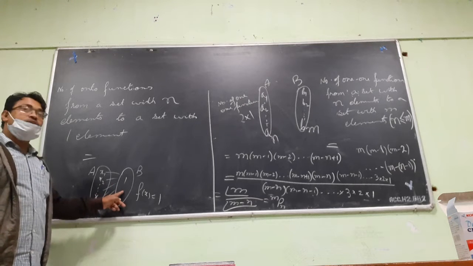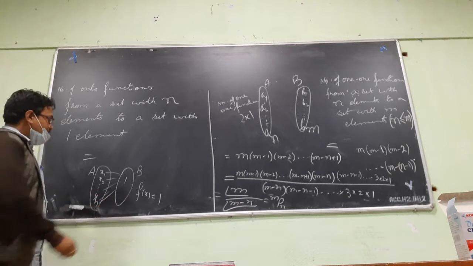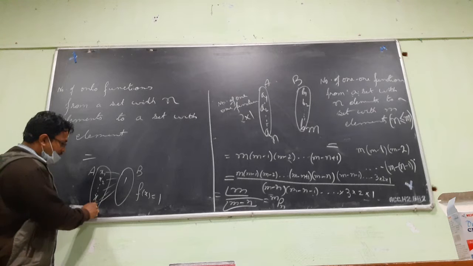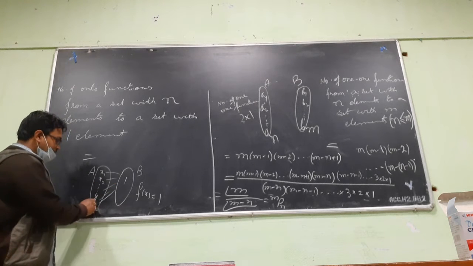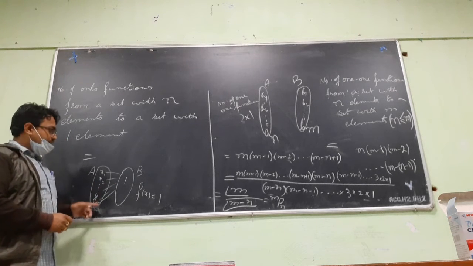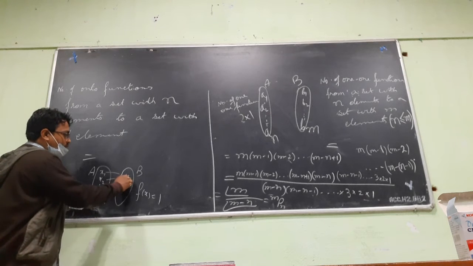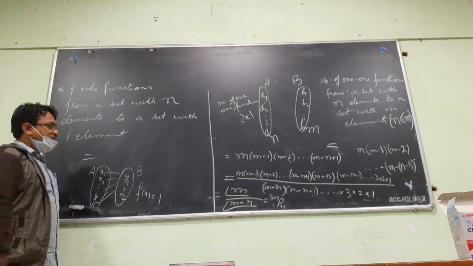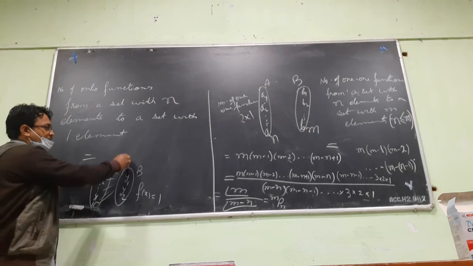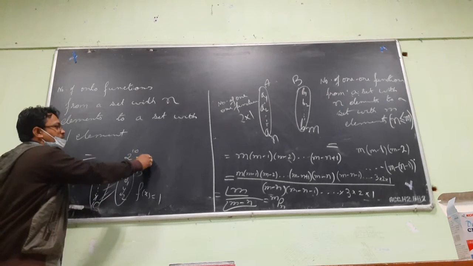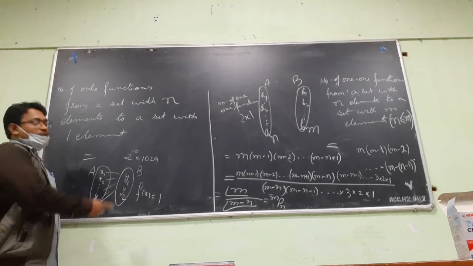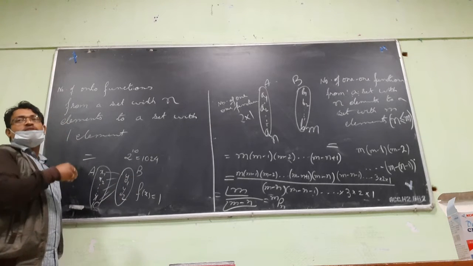If the domain has 10 elements and the codomain has two elements, say y1, y2, then how many functions can you construct? 2 to the power 10, that is 1024. If the domain has only one element, then only one function.